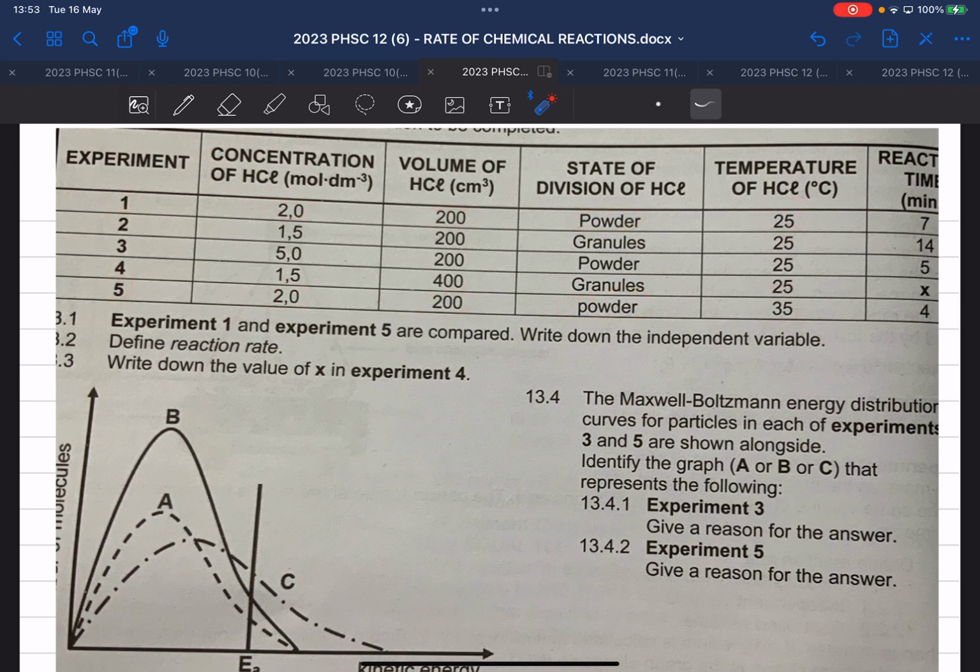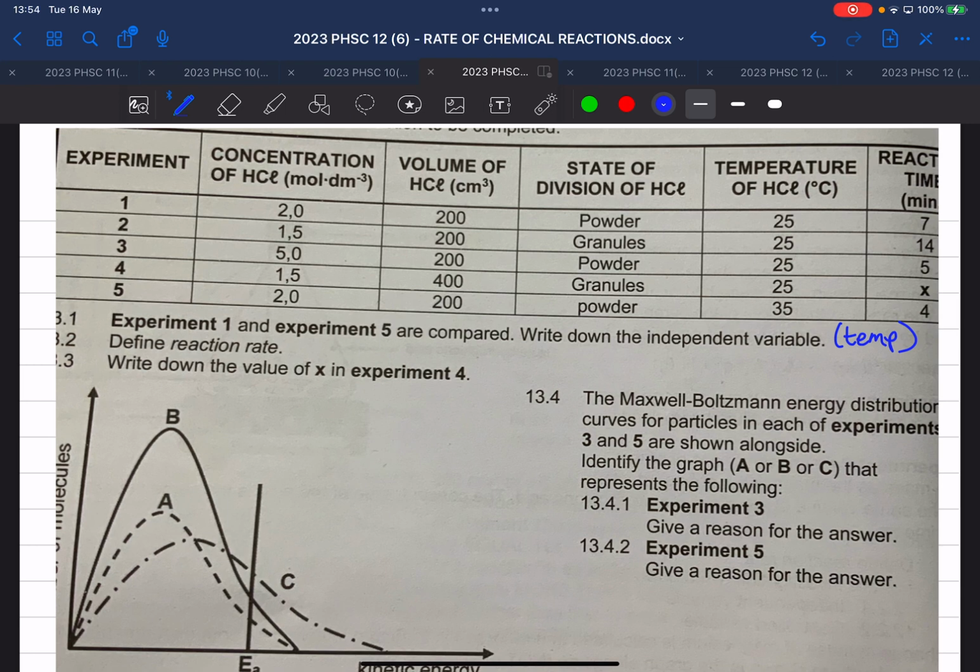Okay, now they ask, write down the independent variable. The independent variable is the thing that we change. What did we change? The temperature. What will the dependent variable be? The rate. The thing that we measure, we looked at which one is faster. So the independent variable, are you writing down, is the temperature. Then they ask to define reaction rate. It's the change in concentration of reactants or products per unit time.